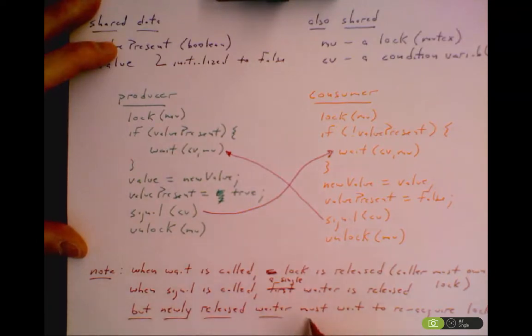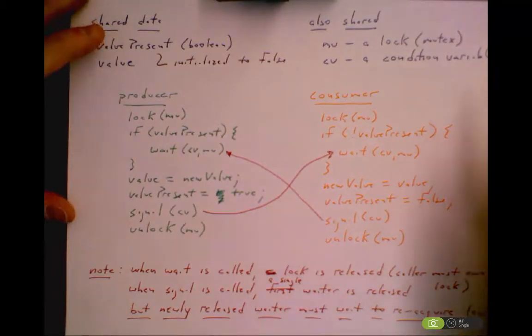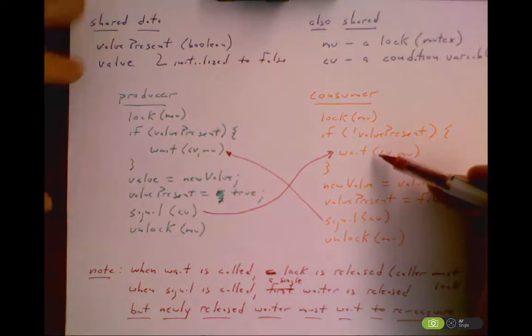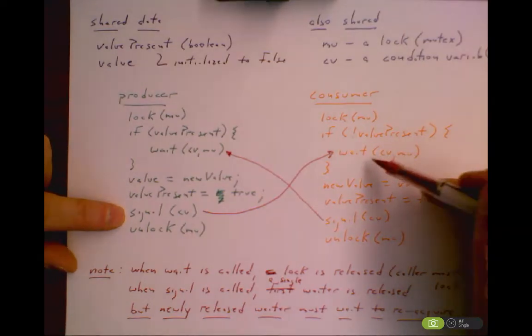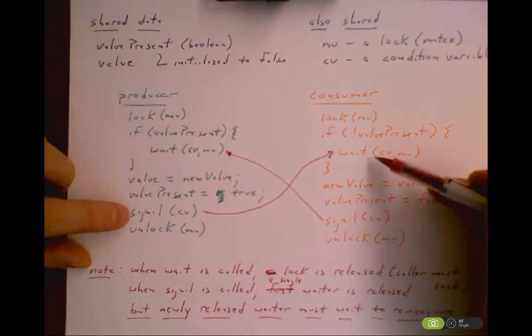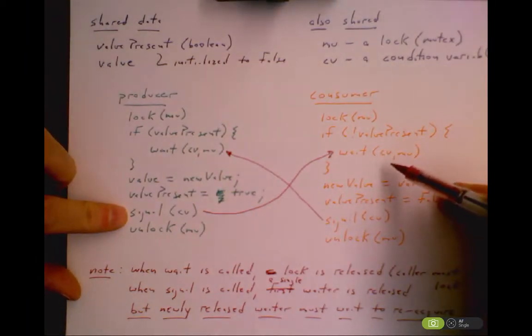The newly released waiter must wait to reacquire the lock. So when you call wait, for instance here, you release the mutex as part of waiting. That allows the producer to get in and access the shared data and update the value so that you can be signaled and continue. Logically you need that to happen, and it happens automatically as part of the wait call. The waiter then waits until this signal comes. That wakes them up, but they first have to get the lock back.